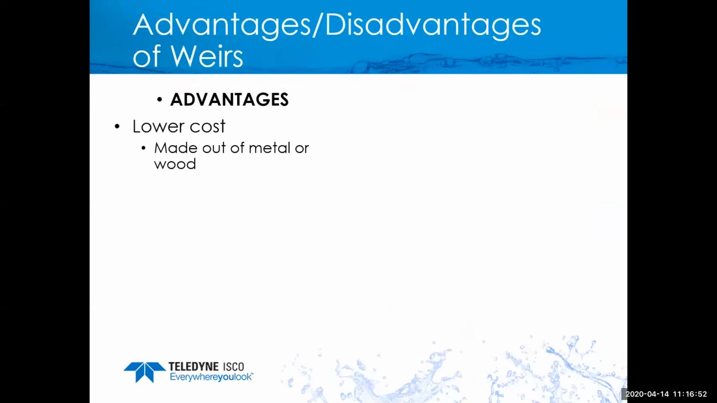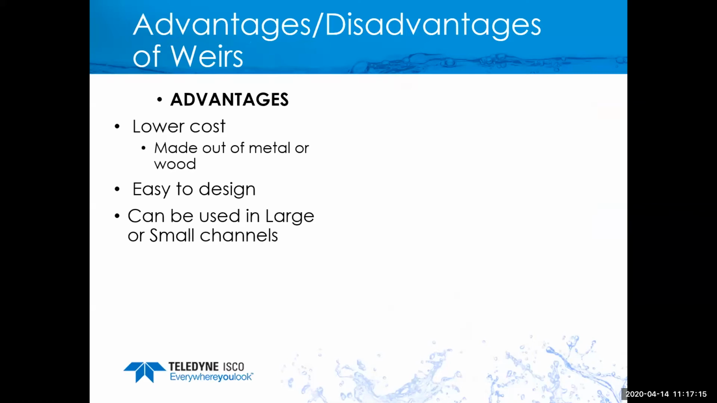Now, what are the advantages? Lower cost, because they can be made out of metal, wood, or concrete, and so they're easy to design. You have a rectangular channel with or without contractions on it, or a V-notch channel. The expected flow rate will help you determine what type of weir you want to install. And weirs can be used in large channels or small channels, as you saw in the previous pictures.